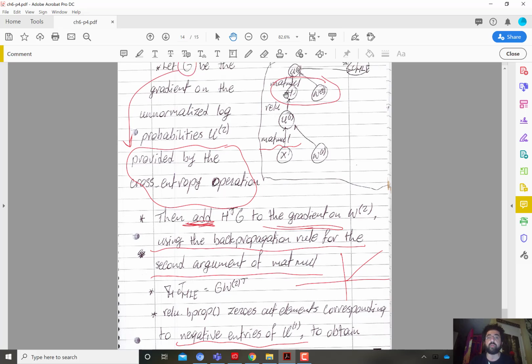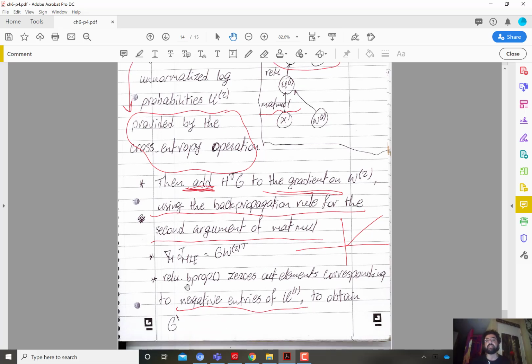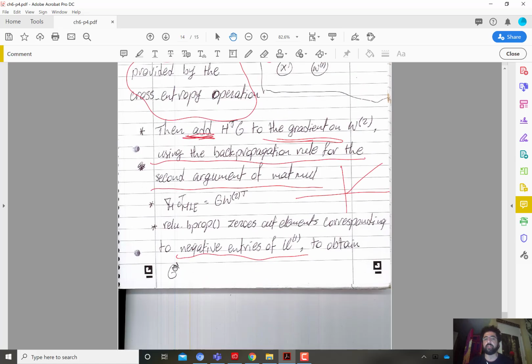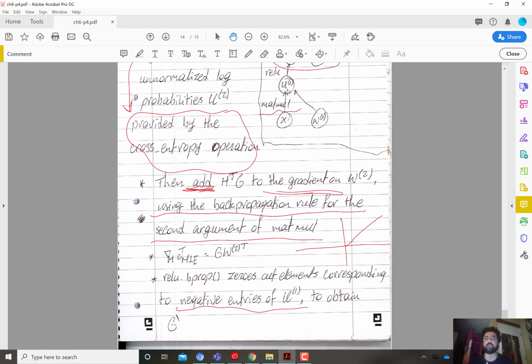So I have the gradient with respect to H here, and then I process that gradient by zeroing out all the elements with indices corresponding to values of U1 that are negative. So I have this gradient here, I look at U1, all the elements in U1 that are negative, the corresponding entries I zero them out in the gradient. And so we obtain G bar, the new gradient, that's the gradient with respect to U1.